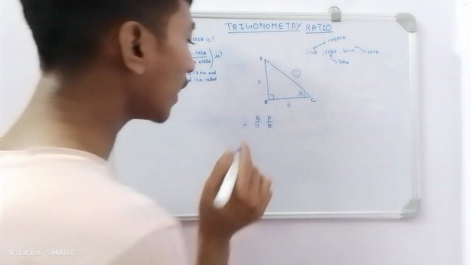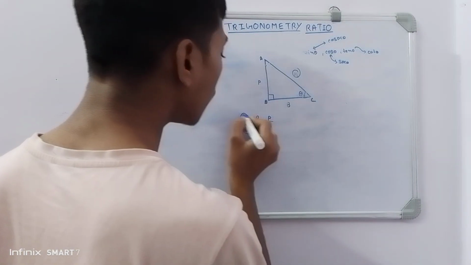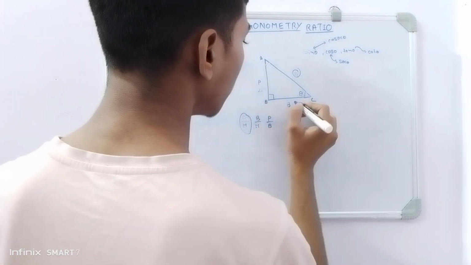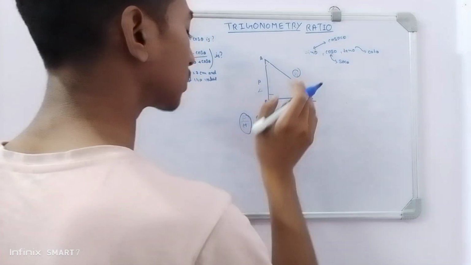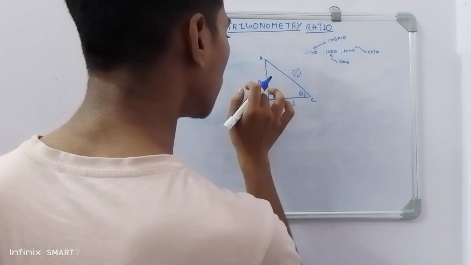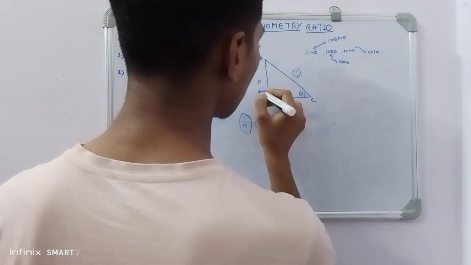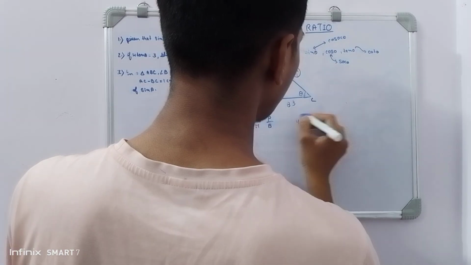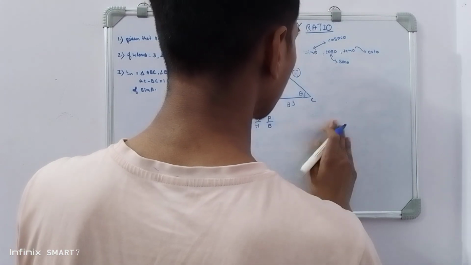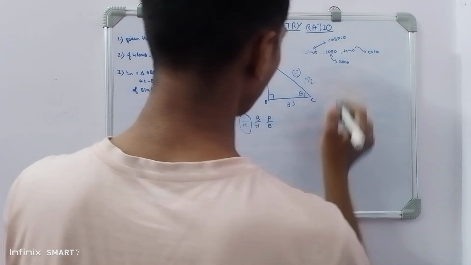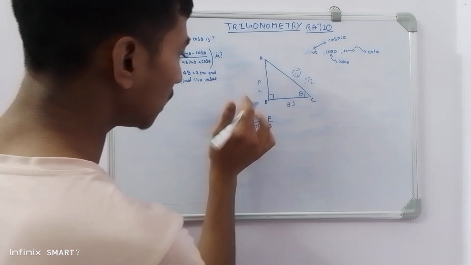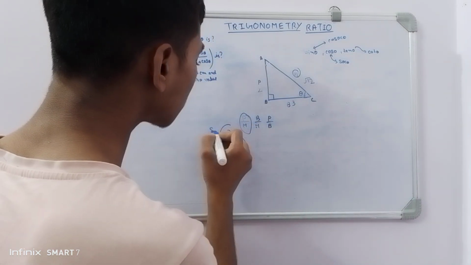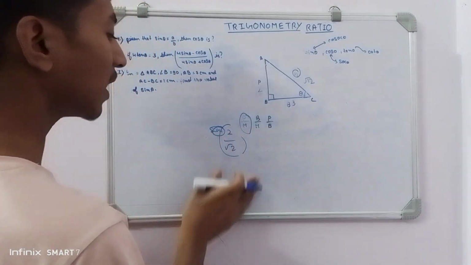So if we are dividing the perpendicular by the hypotenuse, let's suppose the perpendicular is 2 and the base is 3. Then the square of 2 plus the square of 3, which is 4 plus 9, equals 13, so the hypotenuse is root 13. When we divide the perpendicular, that means 2, by the hypotenuse, root 13, this is called sine theta.